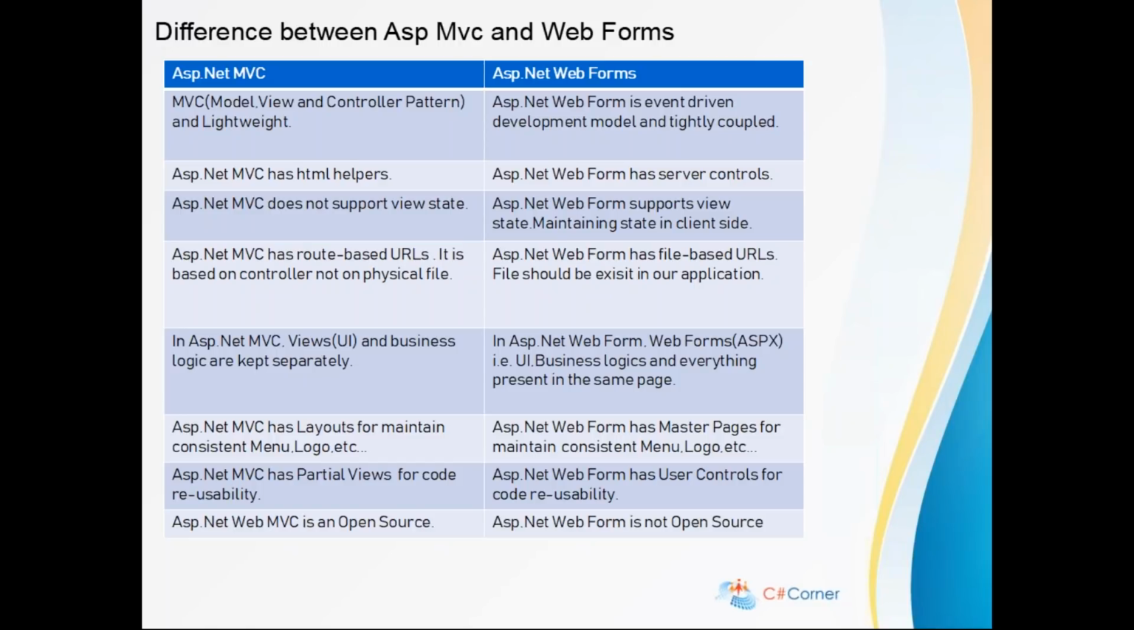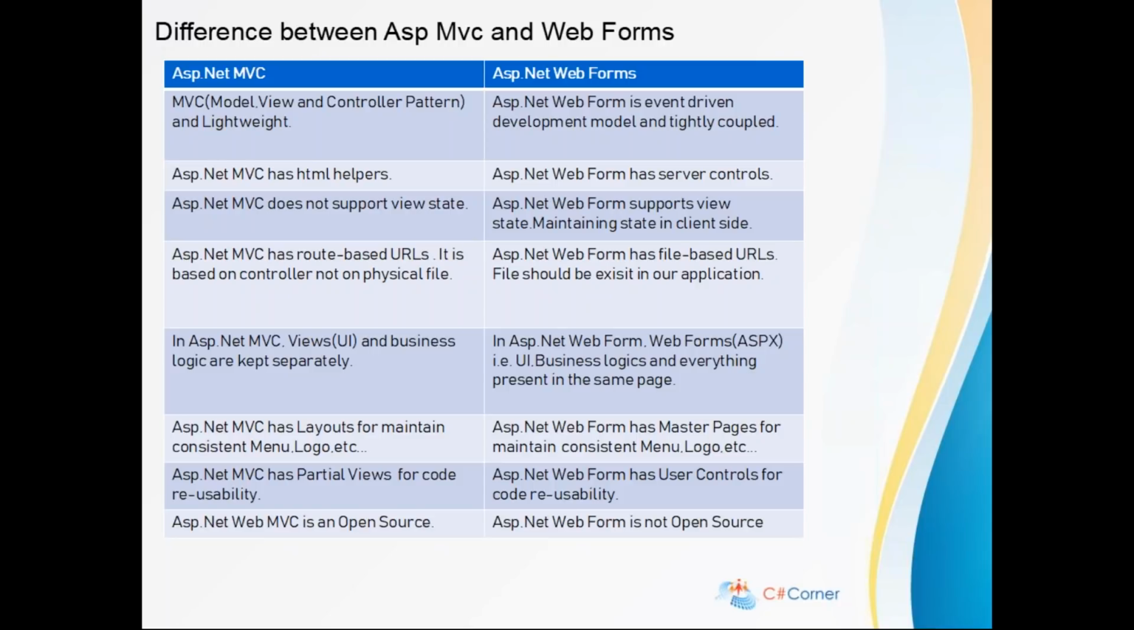In ASP.NET MVC, views and business logic are kept separately. As I already said, in MVC we divide our application into three main components, which means we split the view, model and controller into separate files. But in ASP.NET web forms, it's tightly coupled. We have designing HTML elements, JavaScript, and server script, everything in a single page, and it is called a tightly coupled application.